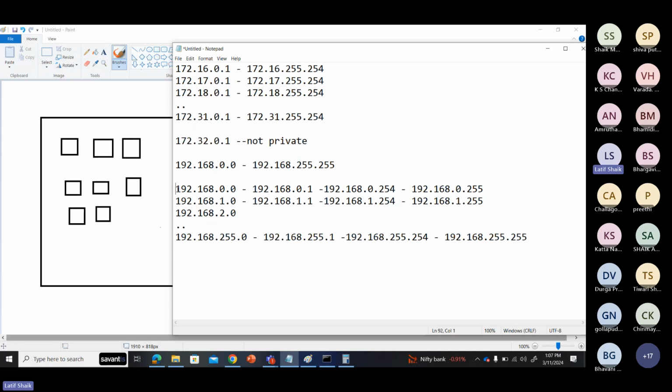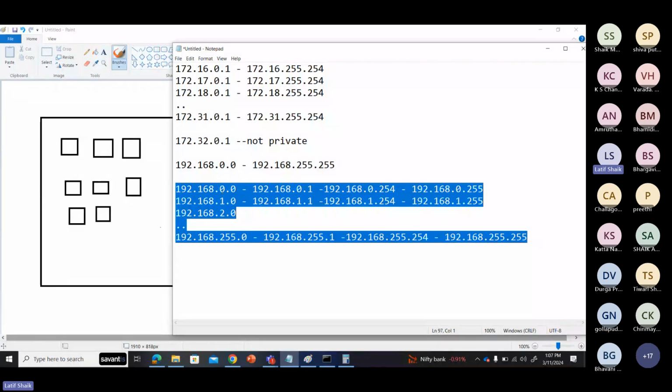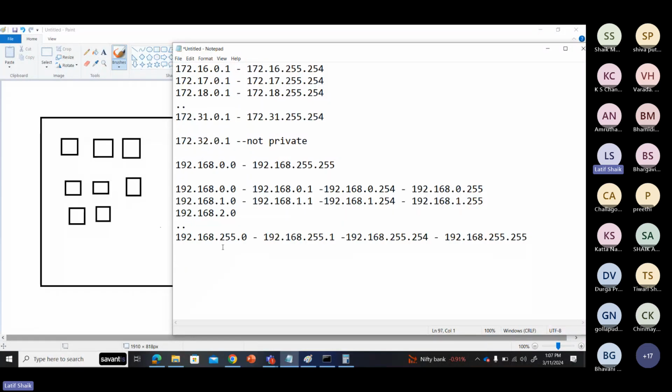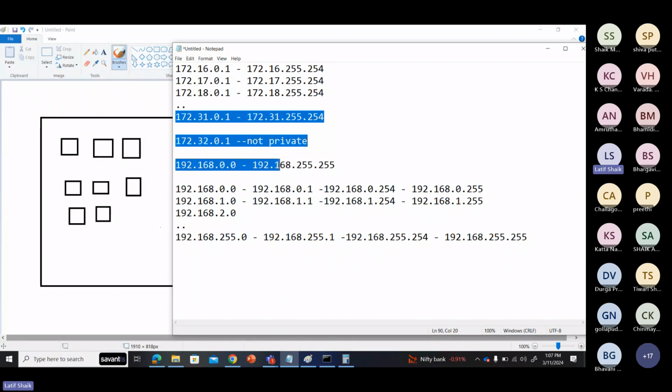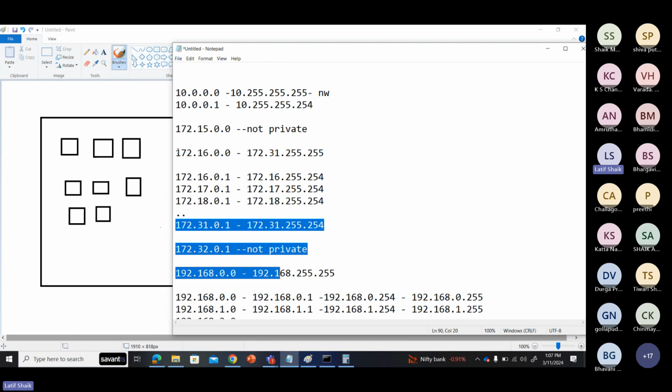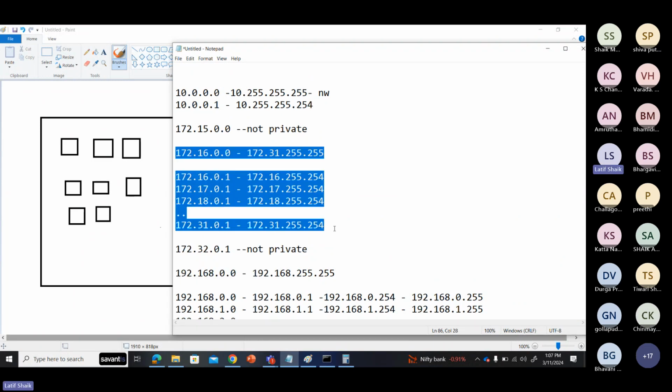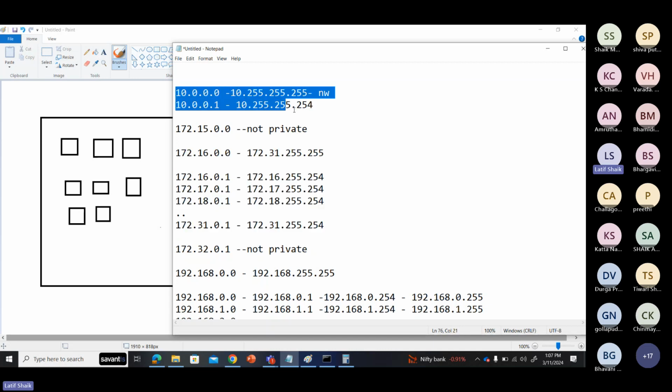Okay, guys, in a class C you get 0 to 255, meaning 256 networks for private. In a class B there are almost 15 networks, and in a class A there is only one network. If you use 11, it is public. If you use 10, it is private. If you use 172.16, 172.17, 172.20, 172.29, 172.31, these are all private IP addresses.